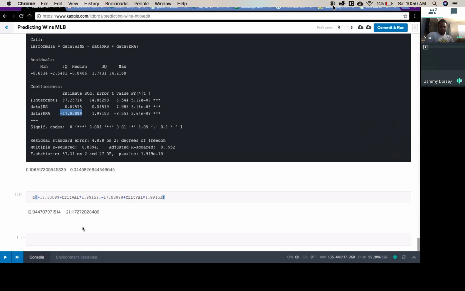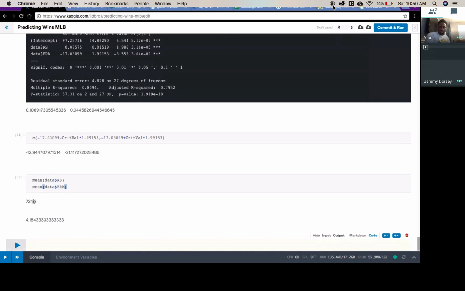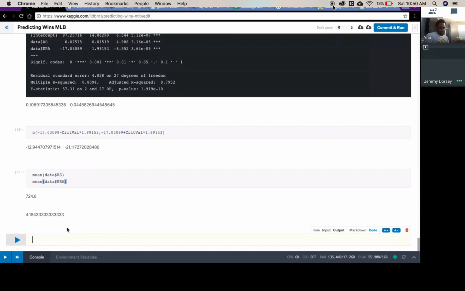And so first I will get this for you all. We're going to need the means of each of the variables, since that's what we're predicting on. So the mean run scored of our data set is 724.8 over the course of the season, and the mean ERA is 4.18. Okay, very good. The 724 runs scored, 4.18 ERA over the course of the year.